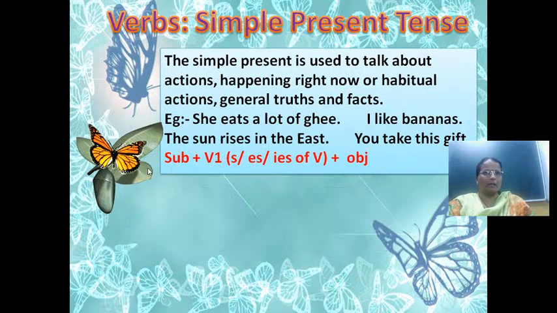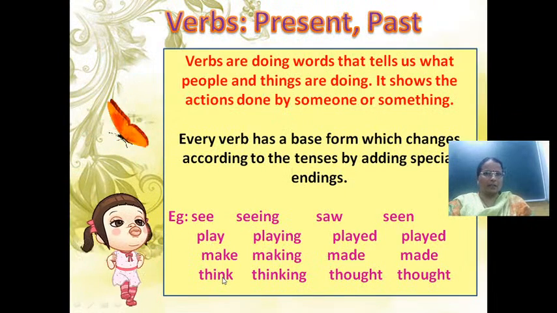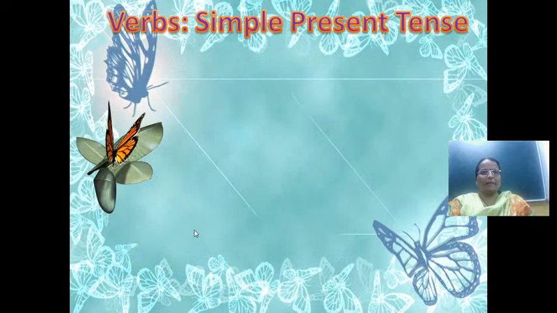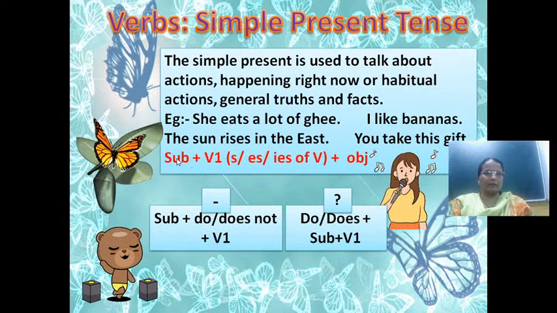In the previous slide we have seen base form of the verbs. See, play, make, think, without having any special endings. That means we are not adding ing, we are not adding ed. So if there are no ing and no ed at the end of a verb, then it is called a base form of the verb. Okay. So here when we have to form a sentence in simple present tense, we should write first subject, then base form of the verb. Okay.